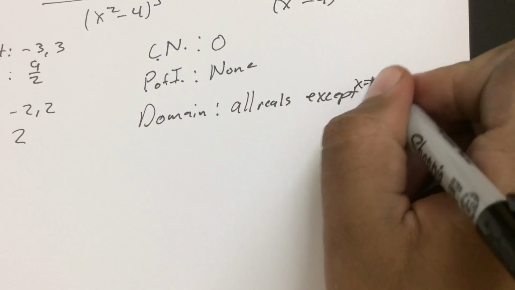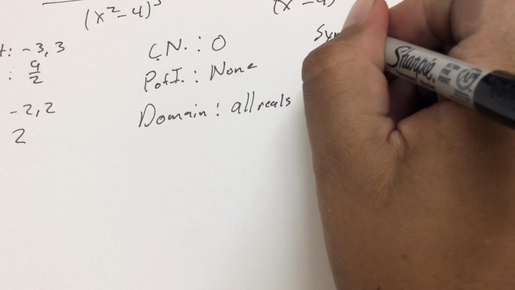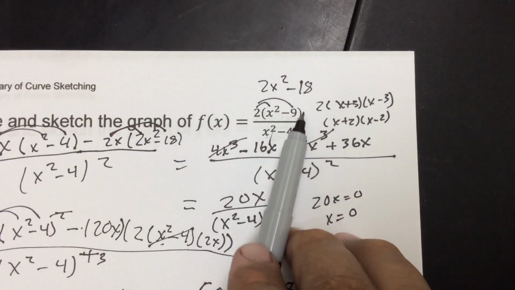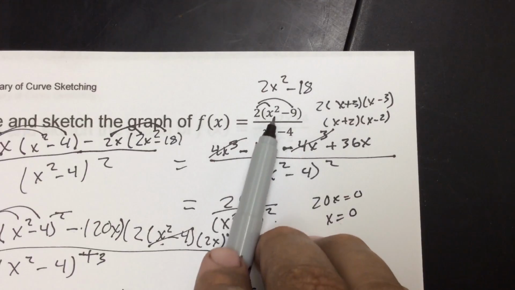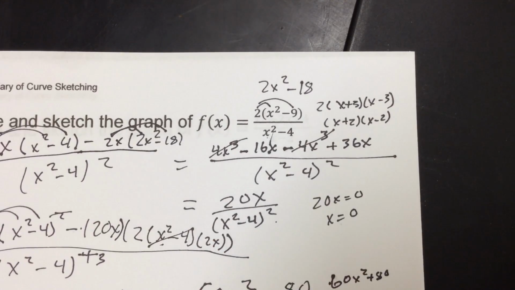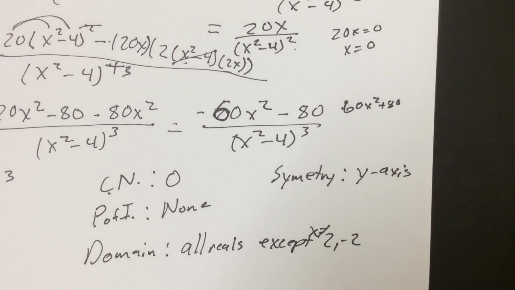Well, x cannot equal 2 and -2. As far as symmetry, constants always count as evens. We have even exponents here, so everything's technically even. So it's going to have y-axis symmetry. That goes back to the pre-chapter, I believe, where we talked about how to determine symmetry.